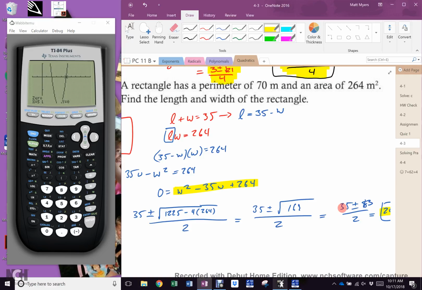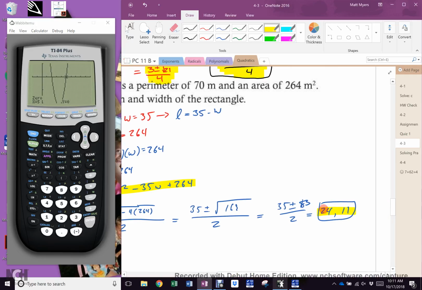So, try a few of these. If you are not able, for example, the rectangle question, you know the answers are 24 and 11. Try to punch it in. Try to move the window around so you can see it. And try to find the zeros. Okay? And everybody else, you can work on 84 to 87.